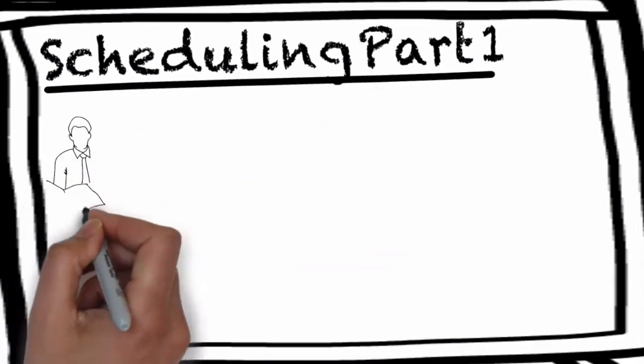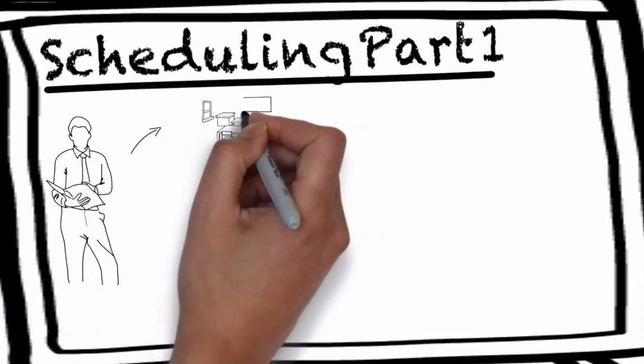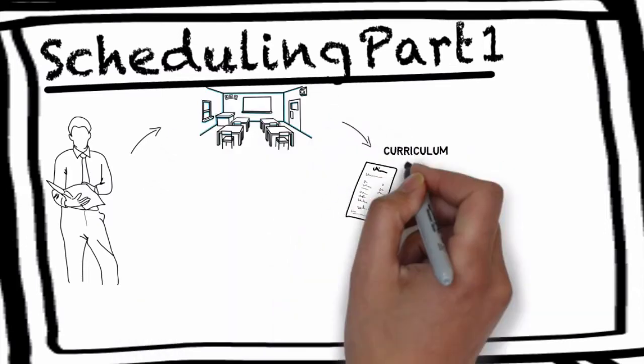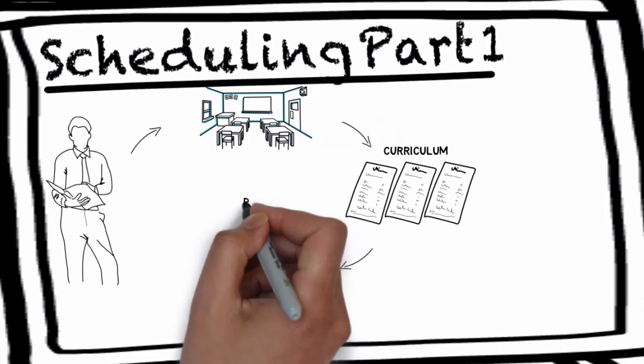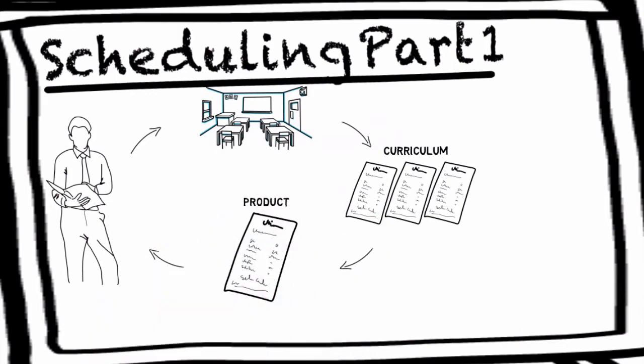Now let's talk about our practical example, Joe. Joe's company wants to hold a training session for their pilots. Instead of creating a new curriculum every time they want to hold training, they can create a product. This will cut down on scheduling time, making Joe's job a lot easier.